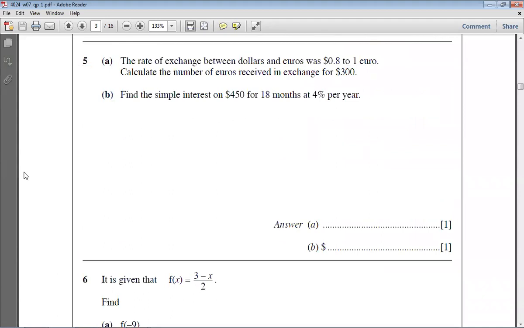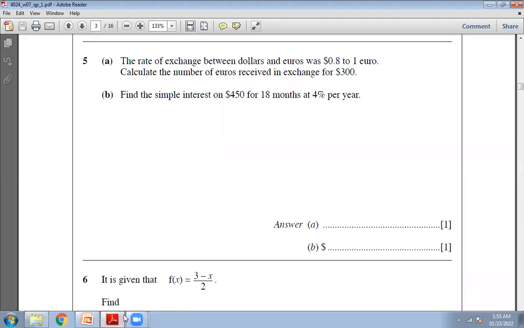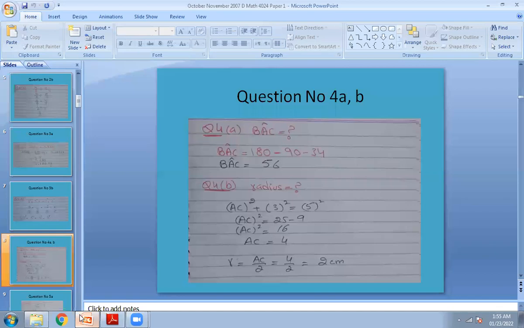The rate of exchange between dollars and euros was $0.8 to 1 euro. Calculate the number of euros received in exchange for $300. So that's the A part. The strategy is very simple. We will use the method of proportion. You will write dollars, euros, $0.8, 1 euro, $300, how many euros? Let me show you the method of proportion.